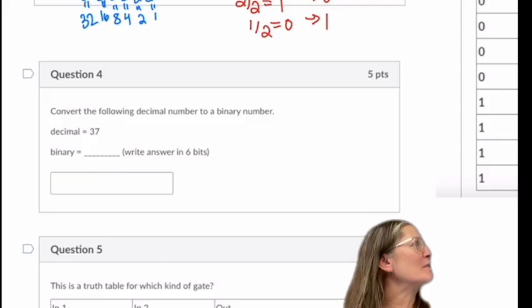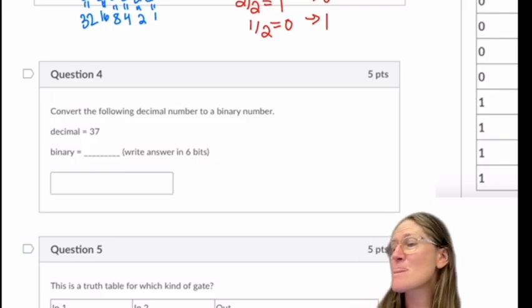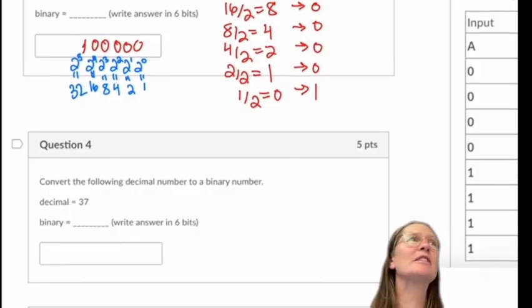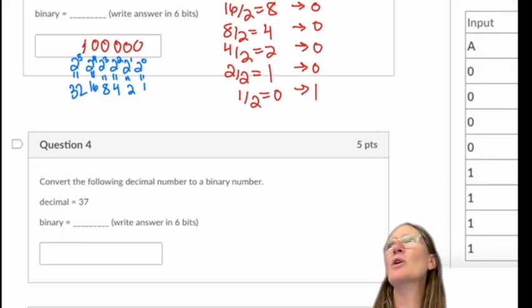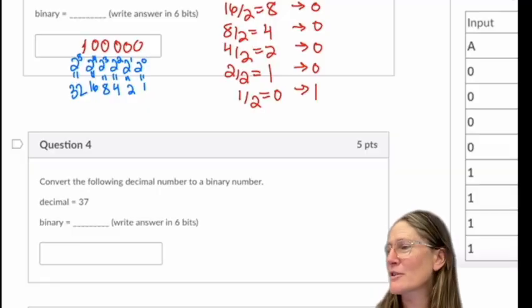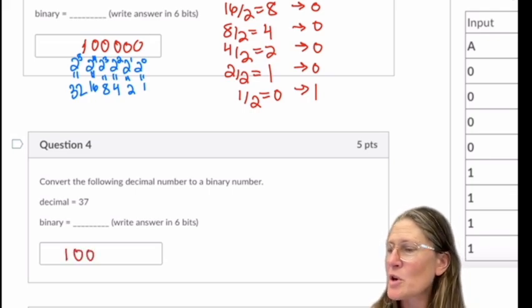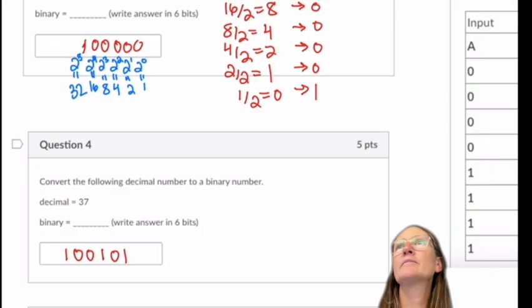Convert 37 to binary. We already know 32 because we just did that one. So what would you need to add to it? 5. So how would we add 5 in there? 4 and 1. 4 and 1, correct. So it would be 4, which is the third one over, and 1. Questions on that?